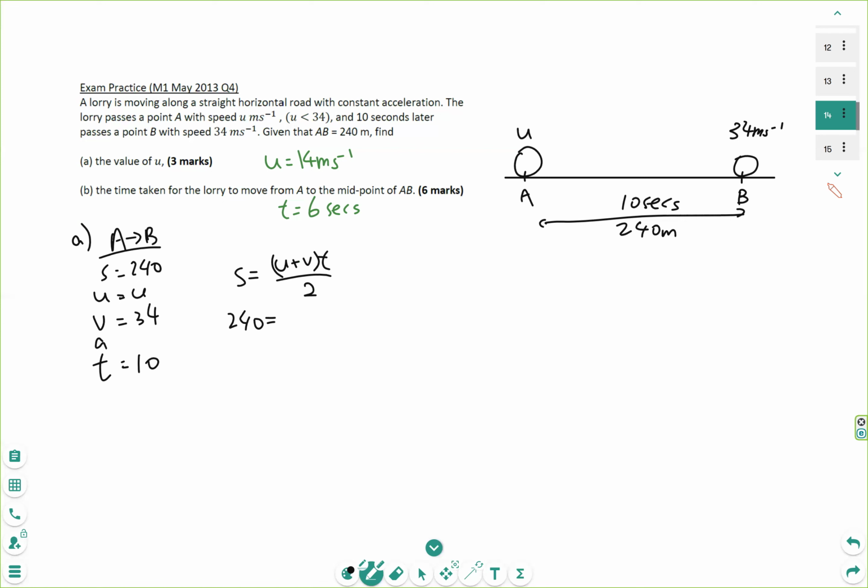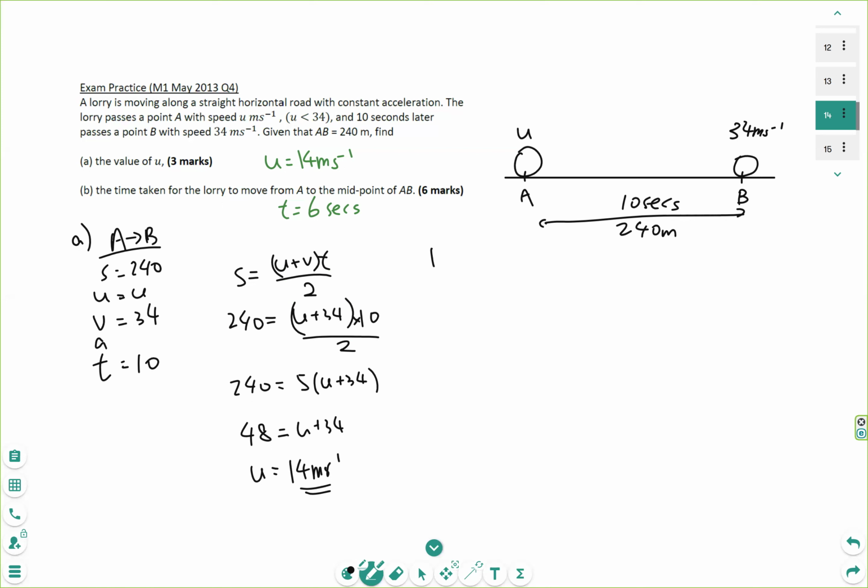So 240 equals u plus 34 times 10 divided by 2. I'll do 10 divided by 2, which is 5. So 240 equals 5 times u plus 34. Divide by 5, it becomes 48 equals u plus 34. Subtract 34, u equals 14 meters per second.